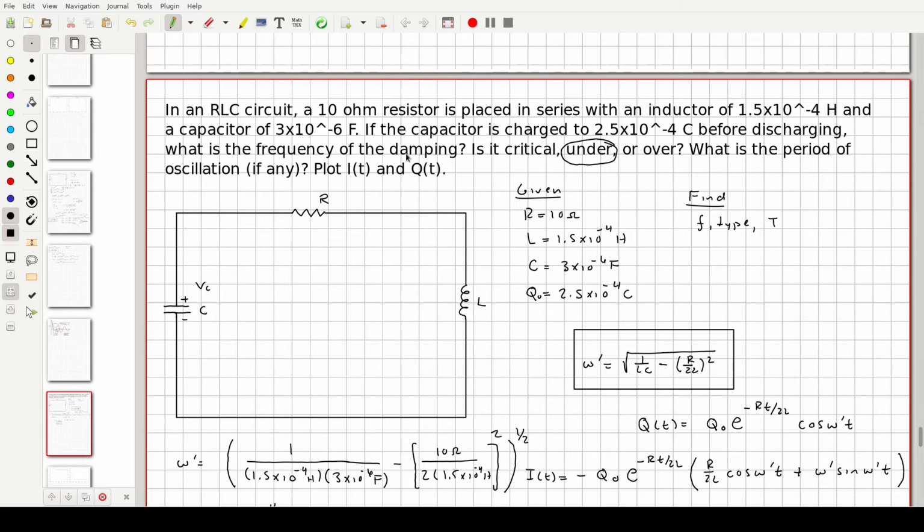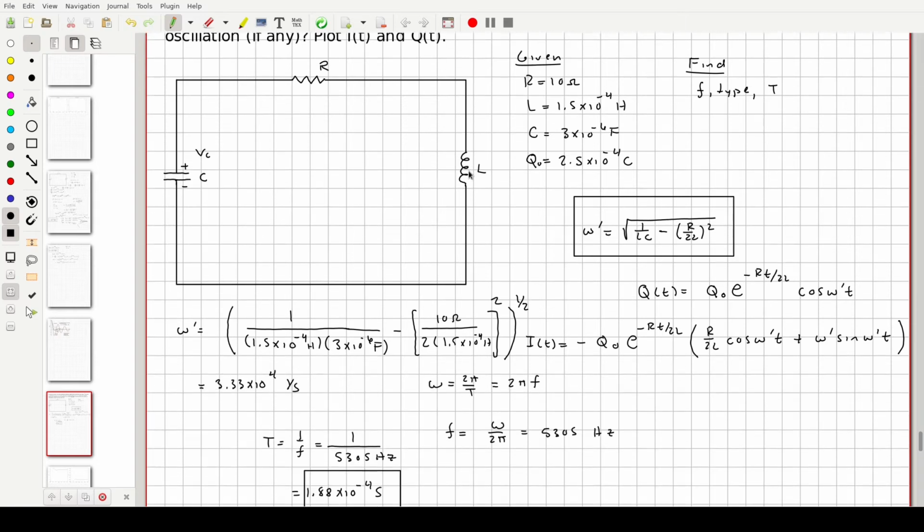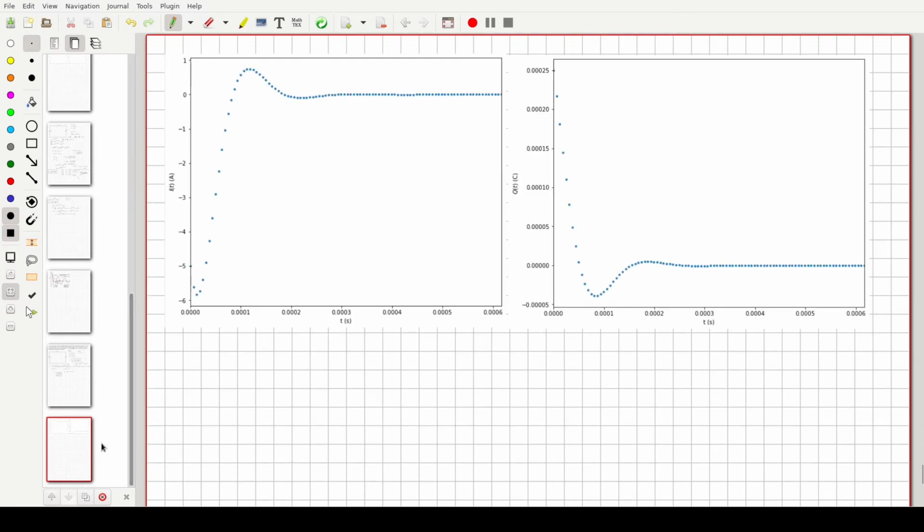We have the frequency of the damping. We have the period of oscillation. Now let's plot our current and also our charge. There you go. So this right here is current as a function of time. This right here is charge.